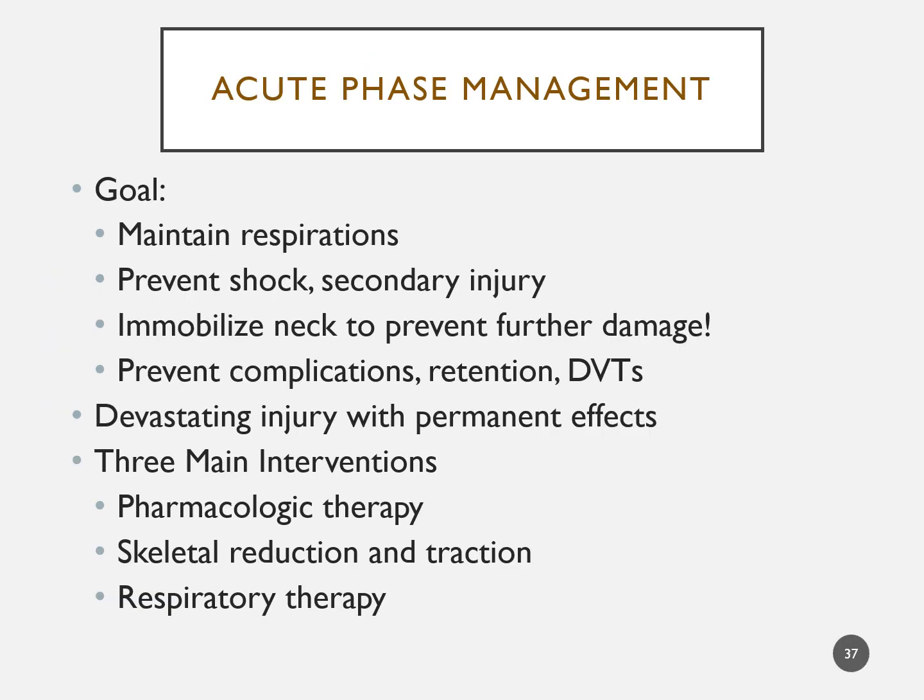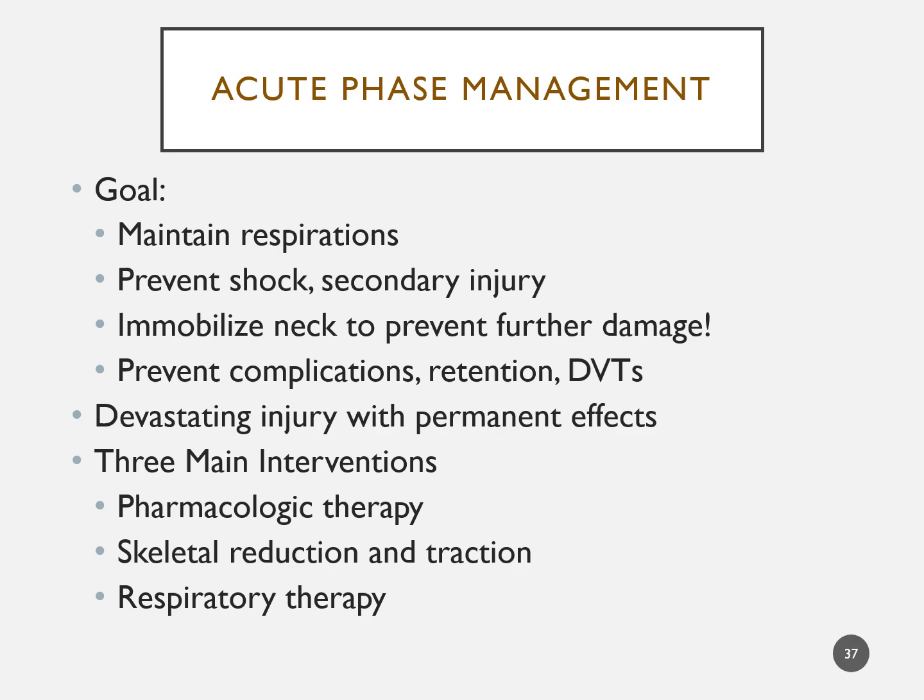So in the acute phase, again, we're maintaining those respirations. We really want to be very cognizant of where our patient's spinal cord injury is, knowing what level does what to our patient. We want to prevent any type of shock, hypovolemic shock especially, because again, that low flow, low oxygen to our cord, just like to the rest of the body, is going to cause secondary injury. We want to immobilize our patient's neck. We're preventing any further damage. We're watching out for any complications that our patient is going to have, and I'll go through those.